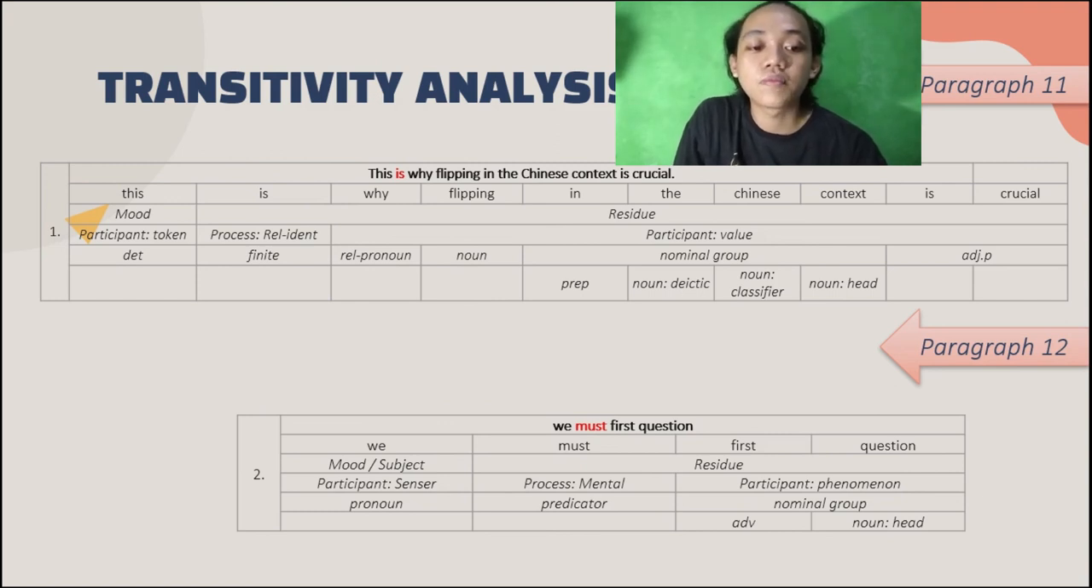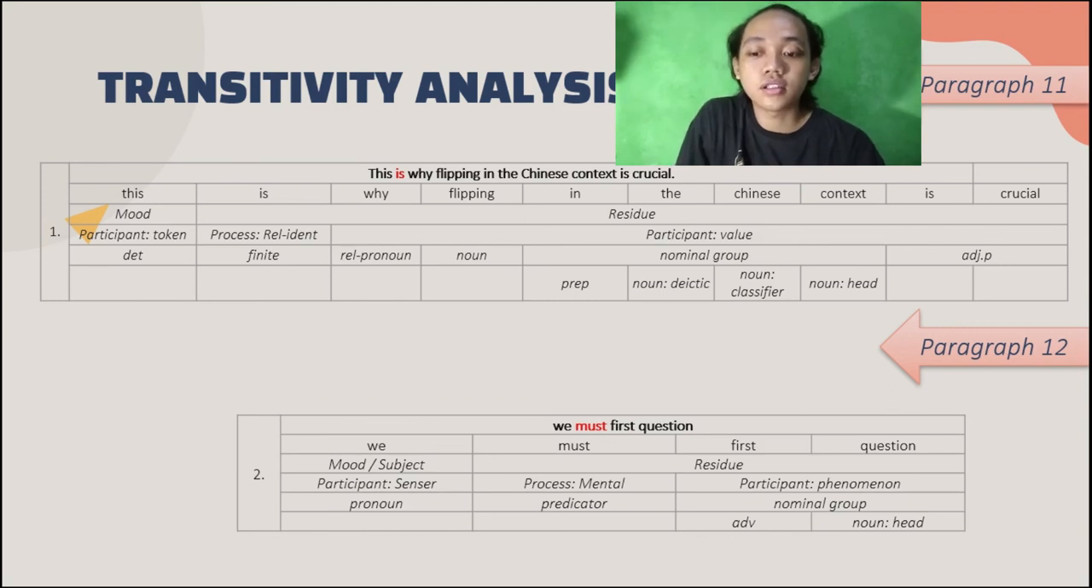relational, and is also the finite verb. Why is a relational pronoun, flipping is a noun, and in the Chinese context is a nominal group, and is crucial is an adjective. In the Chinese context: in is a preposition, the is deictic, Chinese is classifier, and context is head.